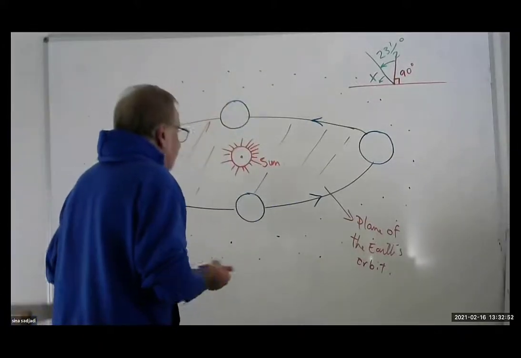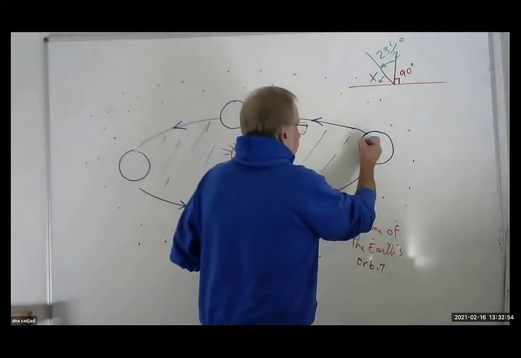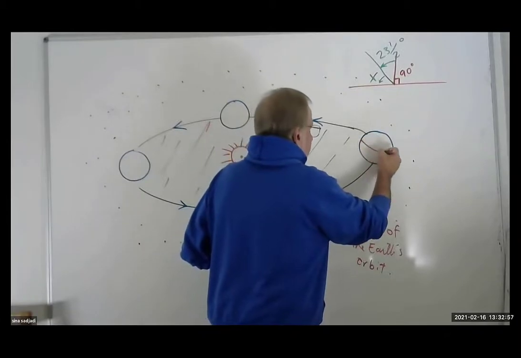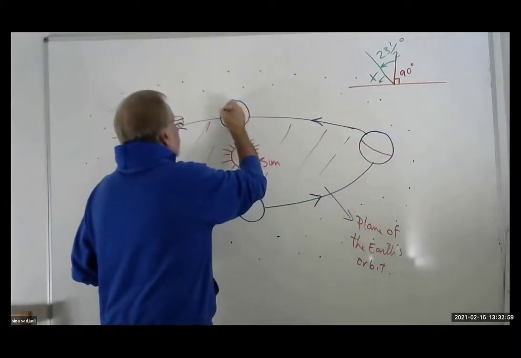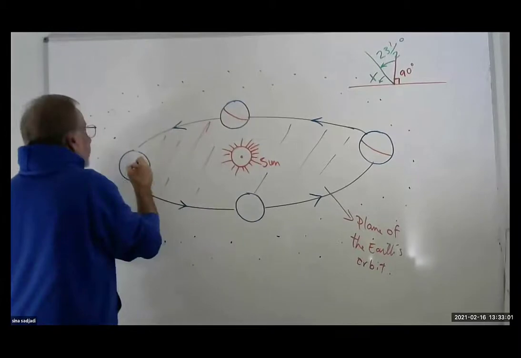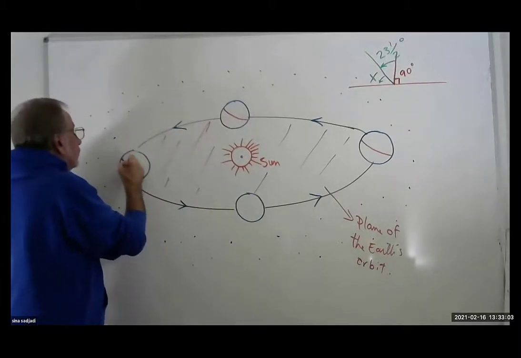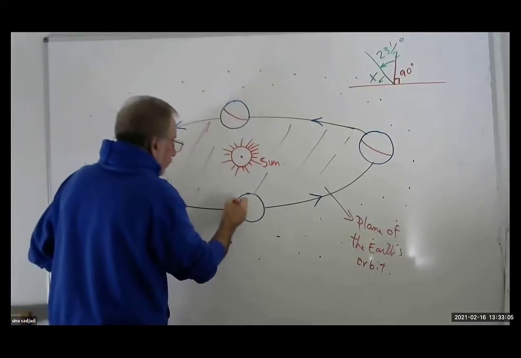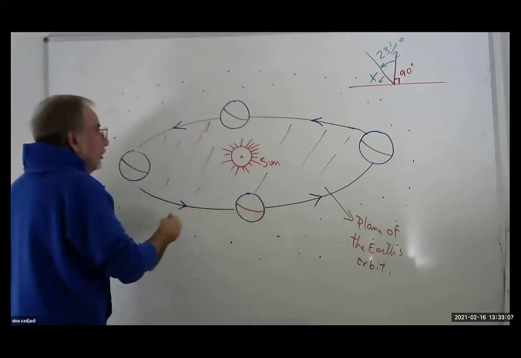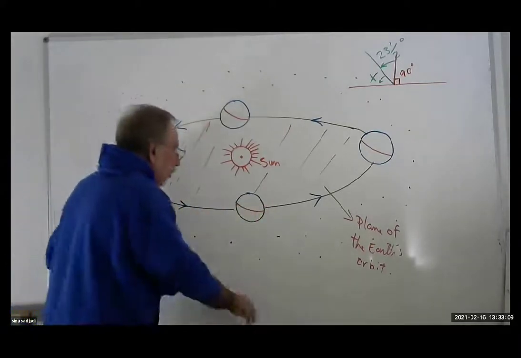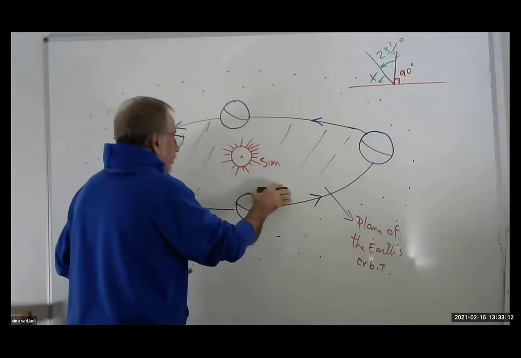So let's draw the equator of the Earth here. There's the equator of the Earth. Equator of the Earth, all right? Now, I don't know why I drew the line here. Not a good place to put a line.